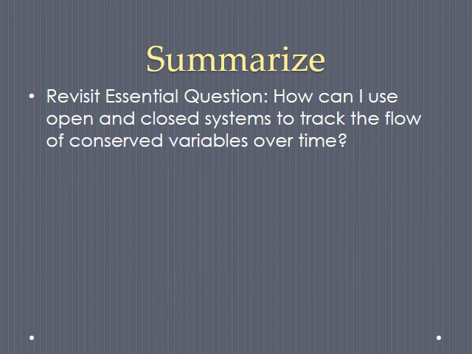So take a minute to revisit the essential question that we started with at the beginning of the video. How can I use open and closed systems to track the flow of conserved variables over time? And write 2 or 3 sentences summarizing what you've learned. You could talk about dashed and solid lines, open versus closed systems, and how we track variables in and out.